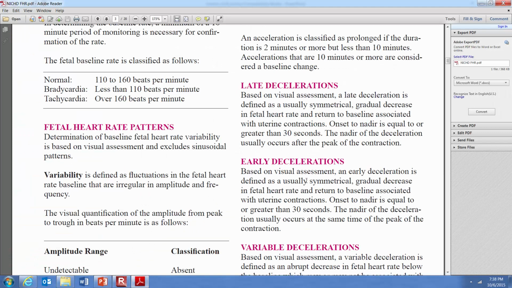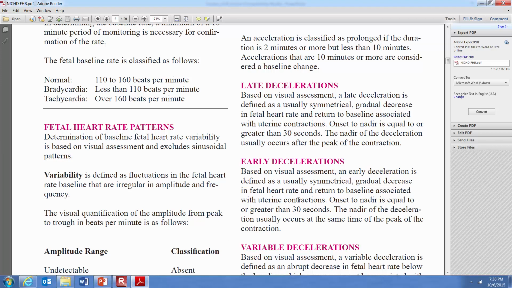Okay? What does an early deceleration tell us? What's going on with the baby? It tells us that it's head compression. An early deceleration means head compression. The head is dropping down into the birth canal and it's getting compressed. That's what happens when babies start to come out. Okay? So yay, yay, yay, baby's almost coming out. Okay? So that's okay. Early deceleration.